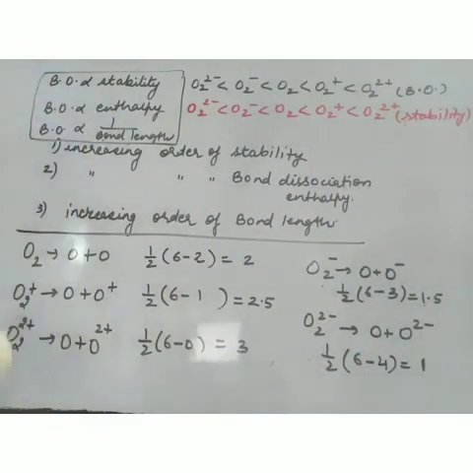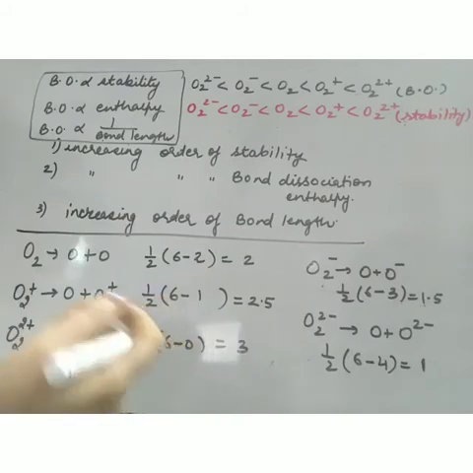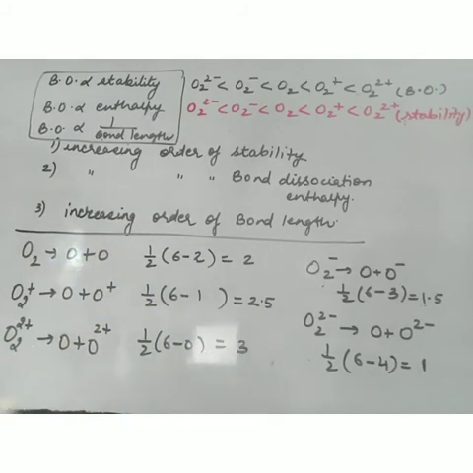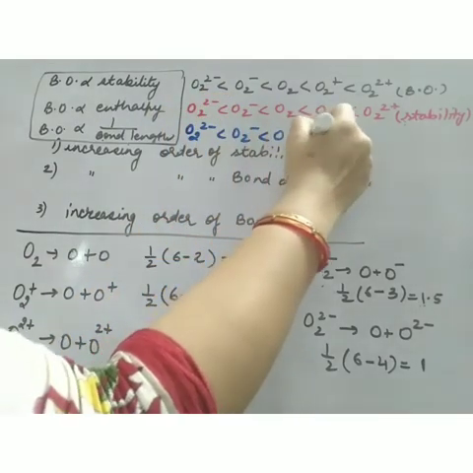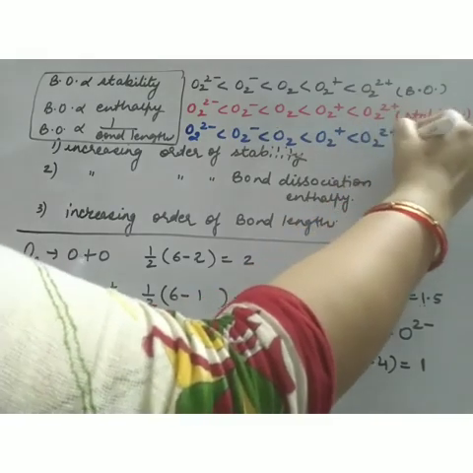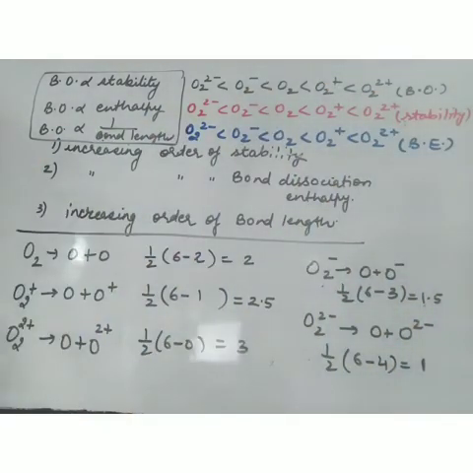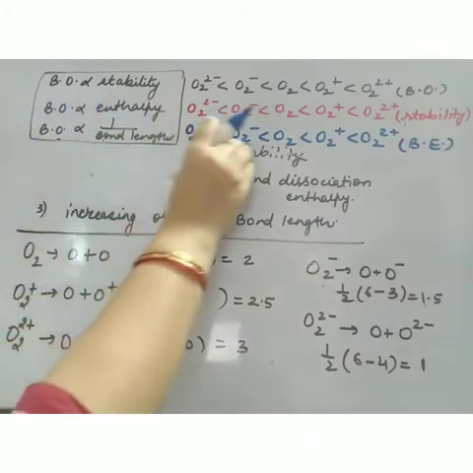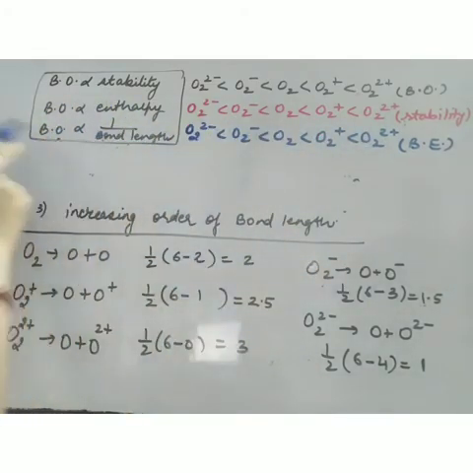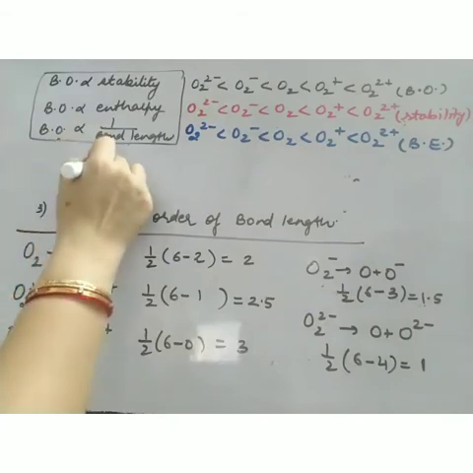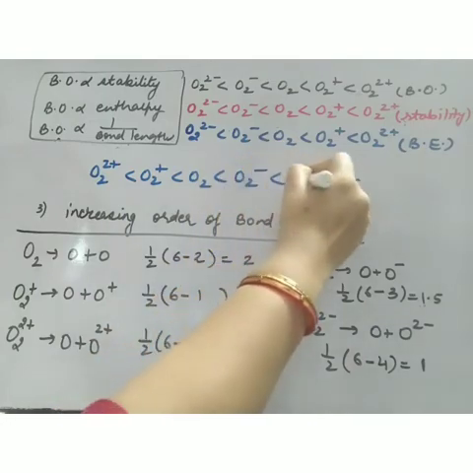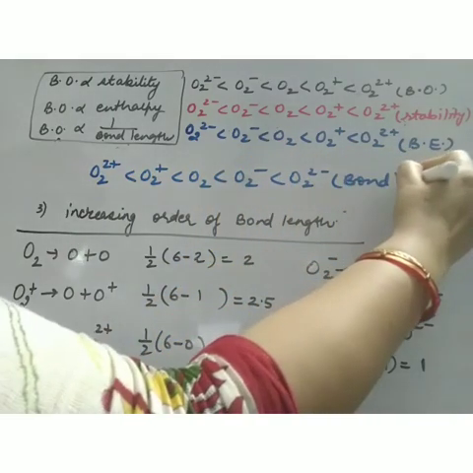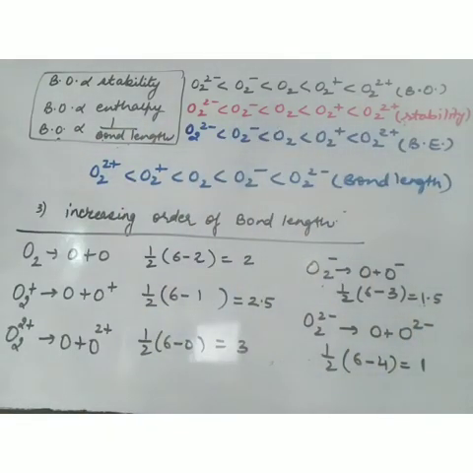Bond order is proportional to bond enthalpy, so the same order will be for bond enthalpy. This is bond enthalpy. And lastly, we have to find it for bond length. Now what will be the bond length? Since this is inversely related, the reverse order means it is like this, exactly reverse order. So this is for bond length. So for finding out these, first we have to calculate the bond orders.